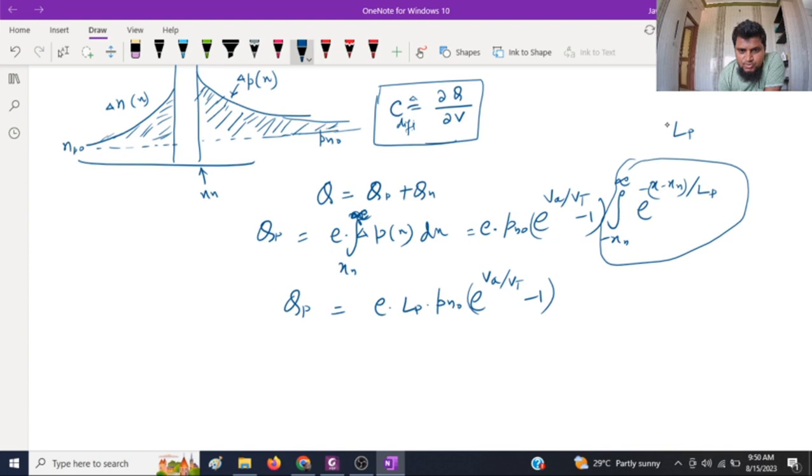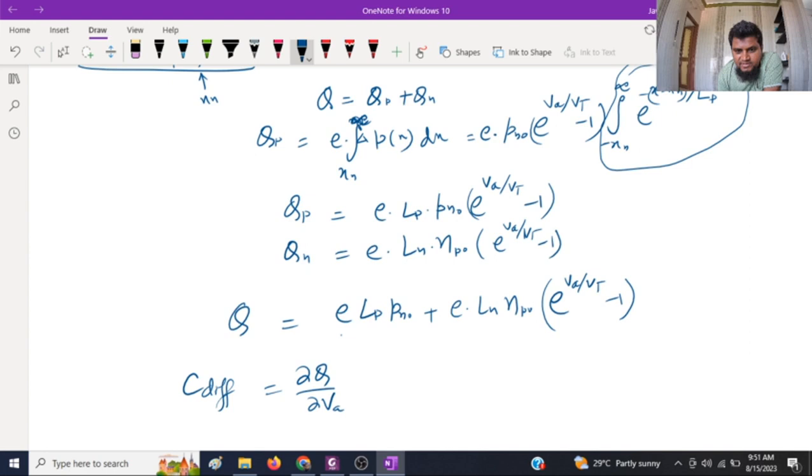So total charge Q, you have got e Lp Pn naught plus e Ln Np naught, times (e to the power Va upon Vt minus 1). So now you can find the diffusion capacitance very easily. Del Q by del Va is equal to (e Lp Pn naught plus e Ln Np naught) divided by Vt, into e to the power Va upon Vt. So that is your diffusion capacitance.